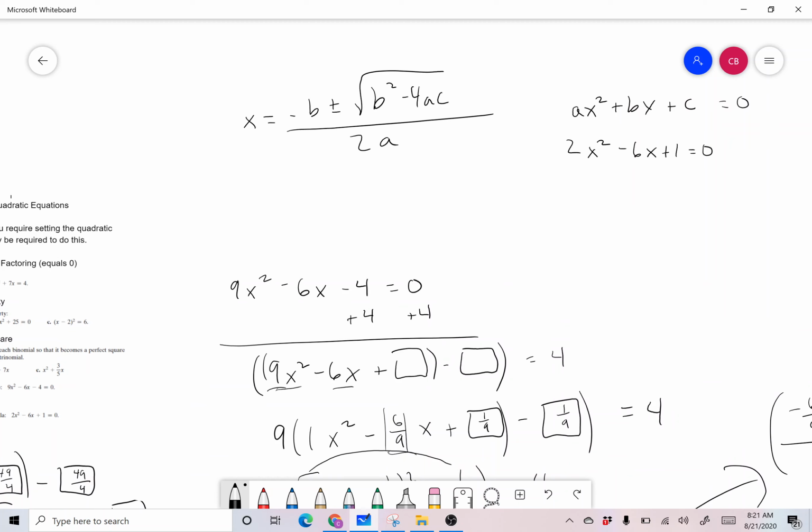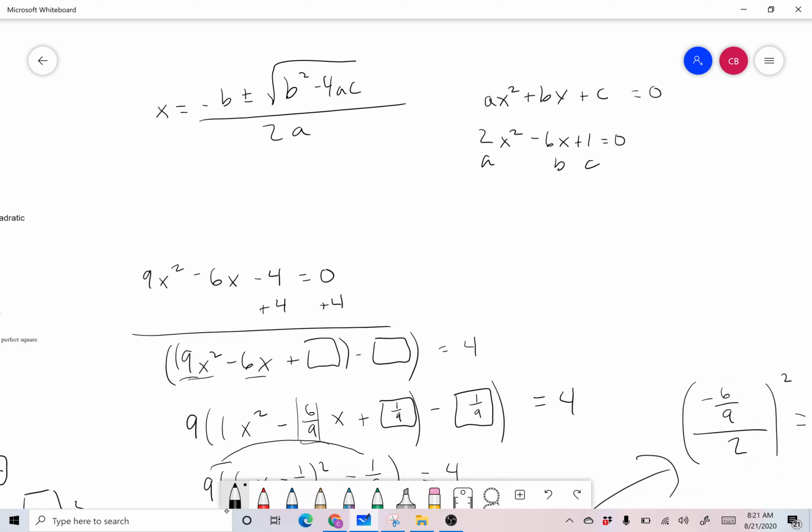Okay, so since this one is, we're going to plug in, here's a, here's b, here's c. So we have x equals negative 6. Anywhere I'm plugging something in for b or a or c, I'm going to put parentheses around it. That's negative 6 squared minus 4 times a, which is 2, times 1, all over 2 times 2.